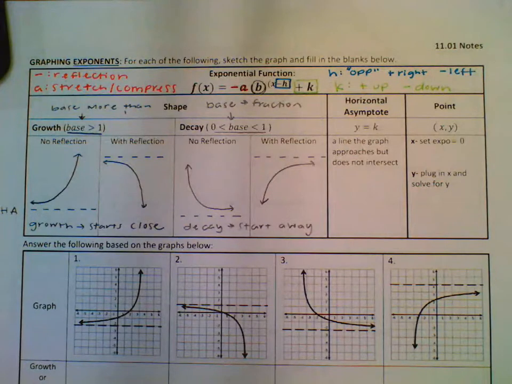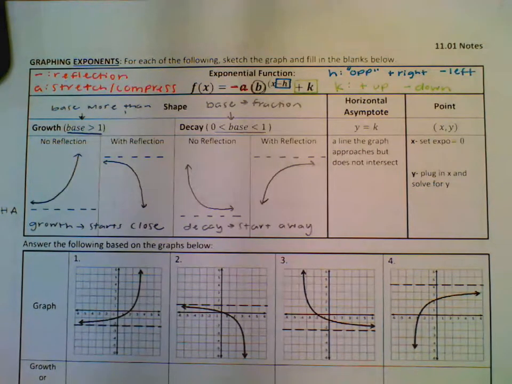Between 0 and 1, 1/2, 1/3, and so on. If the base was 1 and we raise 1 to powers, it doesn't change anything. So we're not going to see a base ever of 1. It's either going to be more than 1 or it's going to be a fraction between 0 and 1.